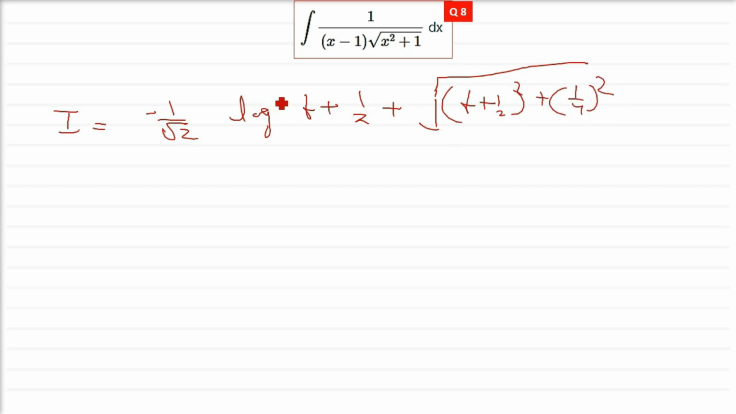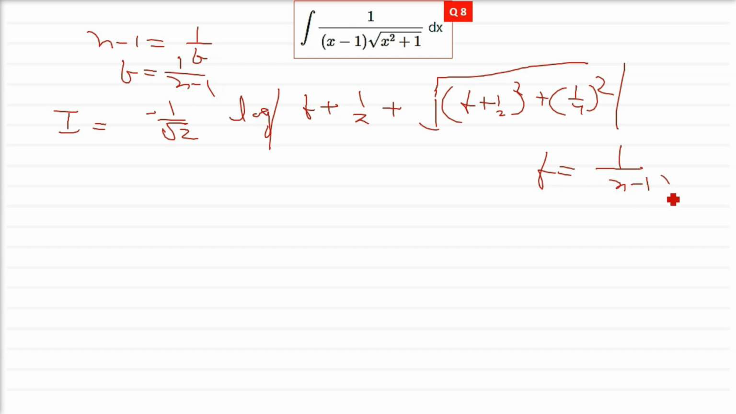Now, we have already taken t as what? You can keep it like this. You can just say that this is the answer with t equals to 1 by x minus 1. If you remember, x minus 1 was 1 by t. So t will be 1 by x minus 1. So you can replace t as 1 by x minus 1 here. Because t plus half whole square plus 1 by 4 whole square, after putting t as 1 by x minus 1, will eventually give you under root x square plus 1 only.